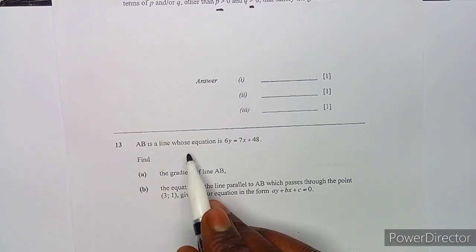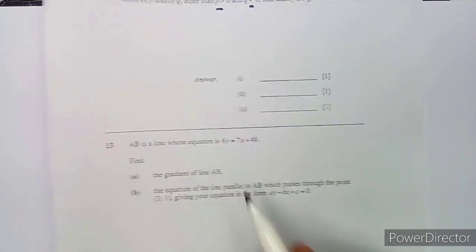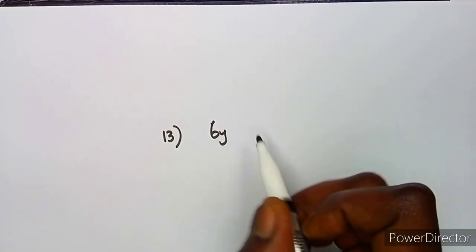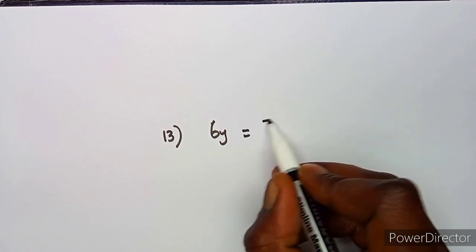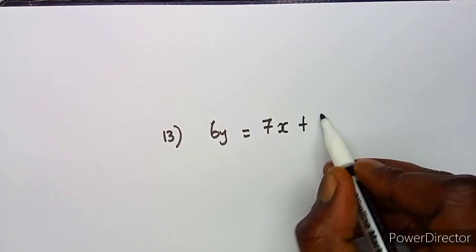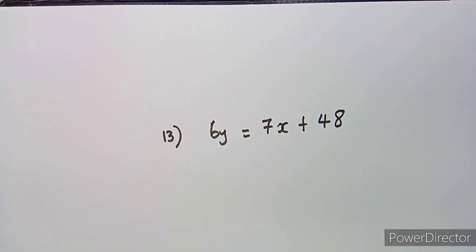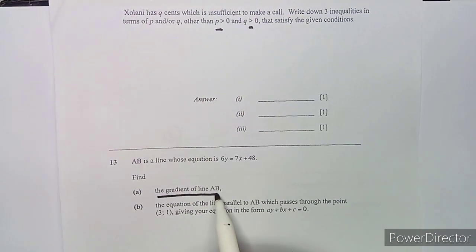We are given line AB, whose equation, that is the equation of line AB. Number 13, we are given the equation of the line, which is 6y = 7x + 48. So the question is to calculate the gradient of line AB.